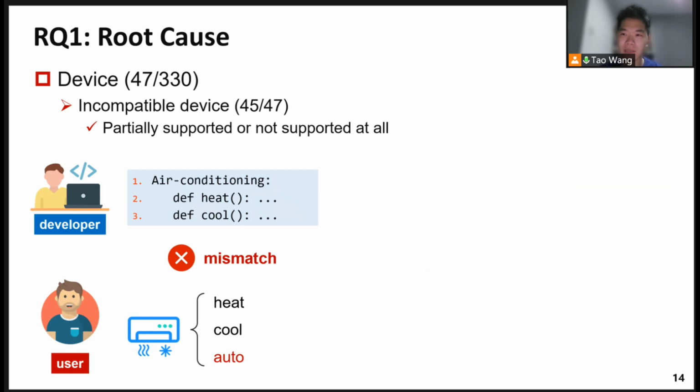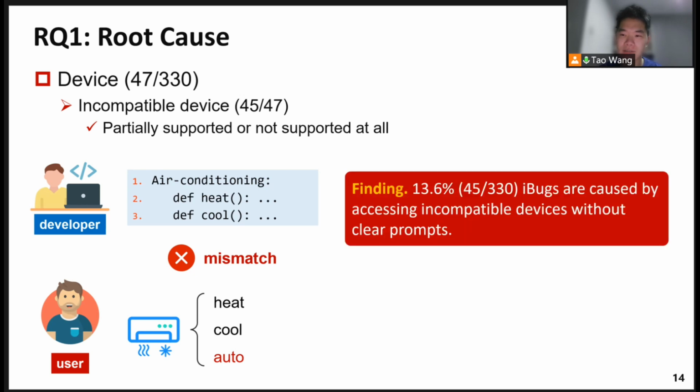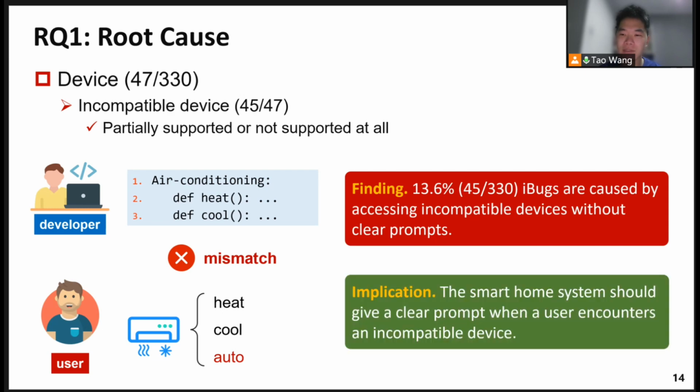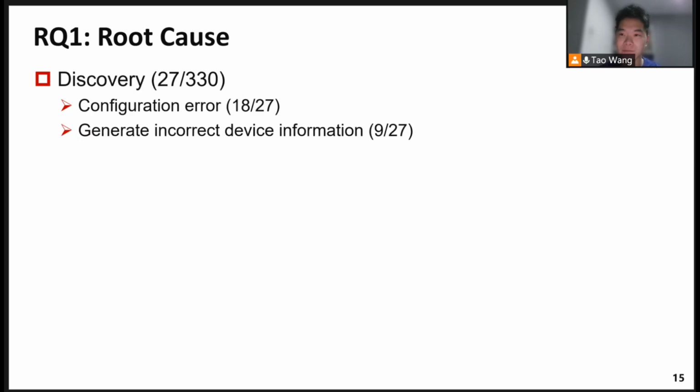Users can integrate incompatible devices into the system. These devices are partially supported or not supported at all. For example, the device integration only supports heat and cool, the two modes during the development. When a user accesses a device with an additional mode, auto, it will throw exceptions when the user calls the mode auto. 13.6% of iBugs are caused by accessing incompatible devices without clear prompts. The smart home system should give a clear prompt when a user enters an incompatible device.